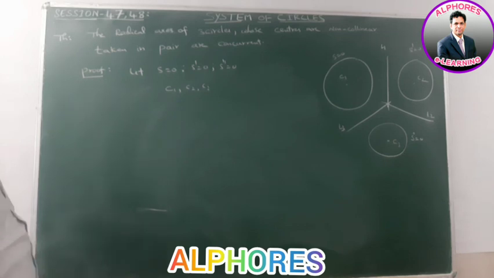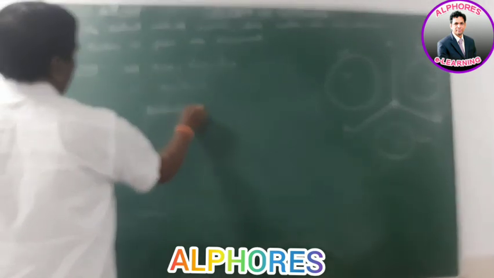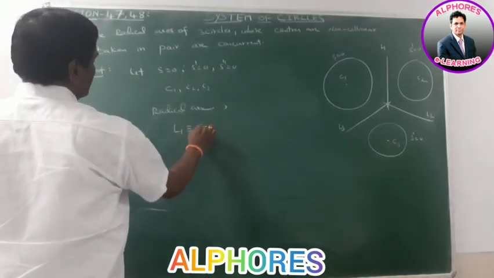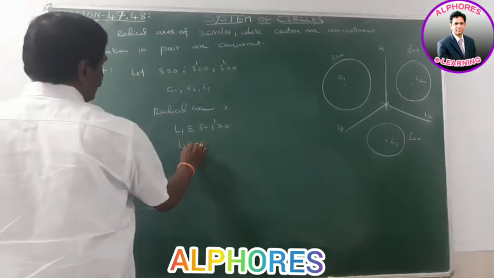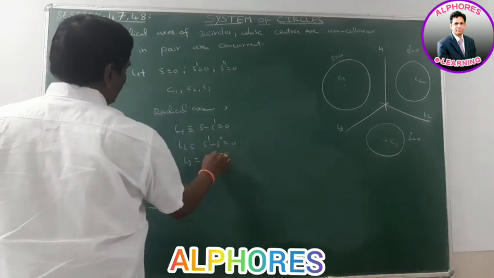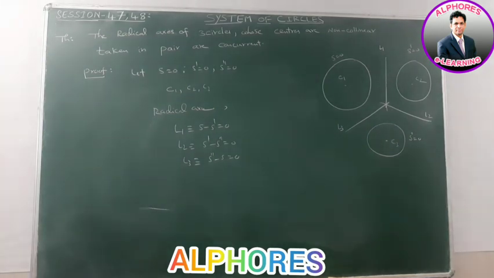Okay. Next, the radical axis for pairs of circles. L1 is S minus S dash is equal to 0, it is for circles 1 and 2. L2 is S dash minus S double dash is equal to 0. L3 is S double dash minus S is equal to 0. Please note these three equations.